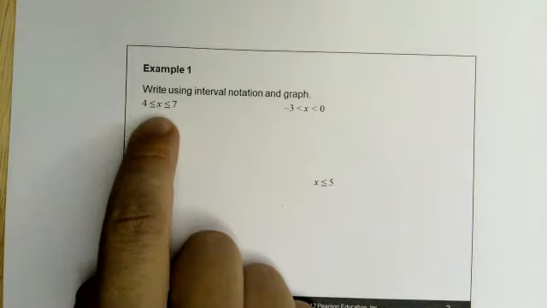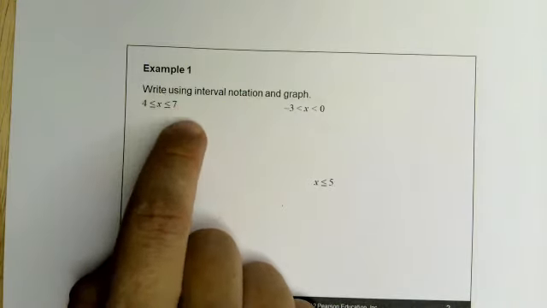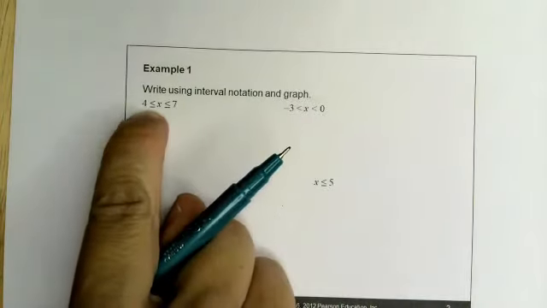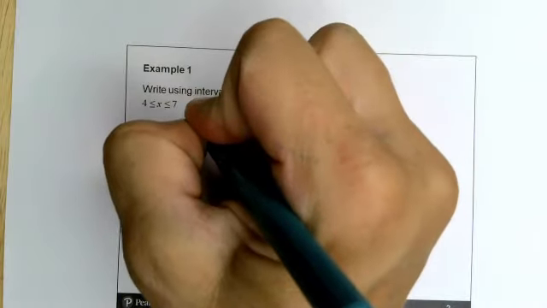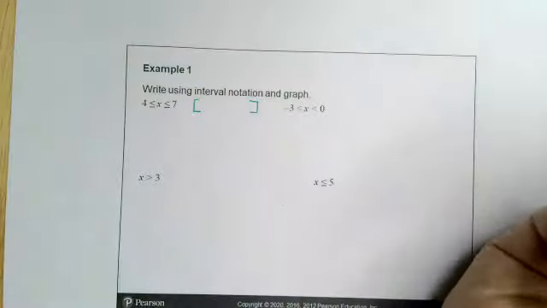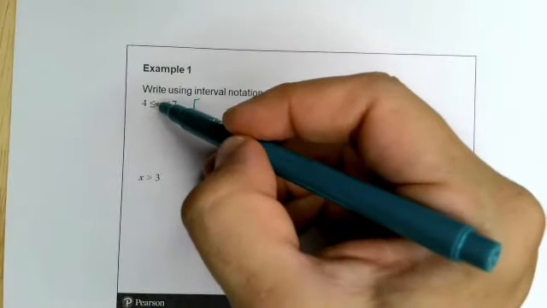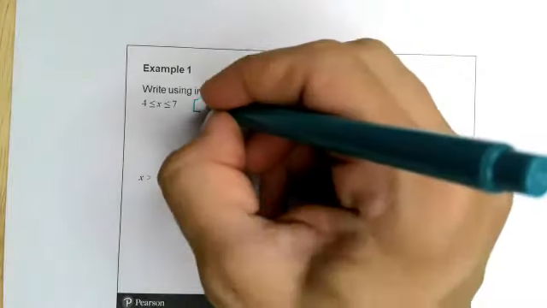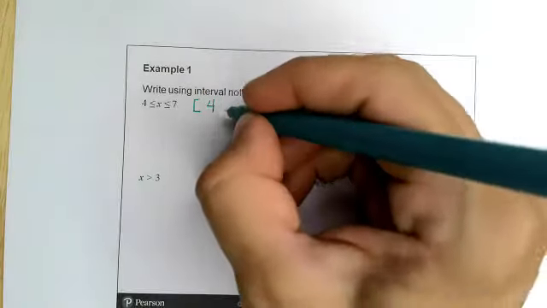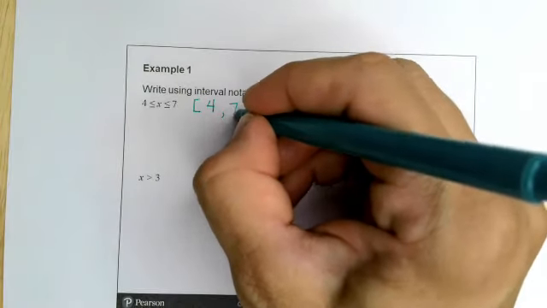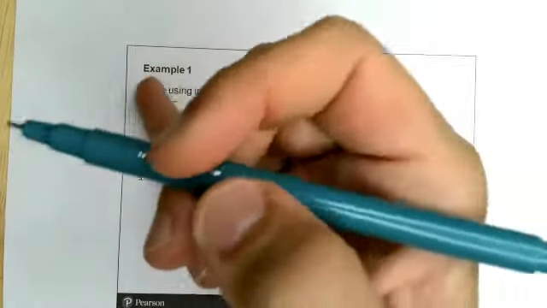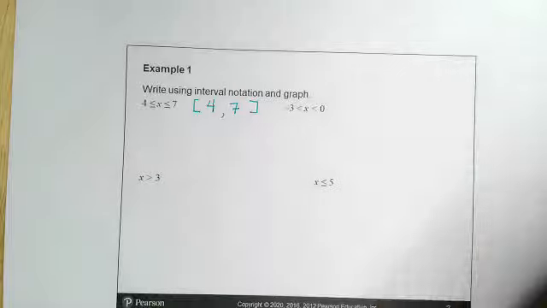4 is less than or equal to x, and x is less than or equal to 7. Interval notation, it includes the 4, so that's a bracket. It includes the 7, so that's a bracket, right? X is greater than or equal to 4, so 4 is my first number. 4 is the smallest number it could be. X is less than or equal to 7, so 7 is the biggest number it could be. That is the interval notation for this compound inequality.